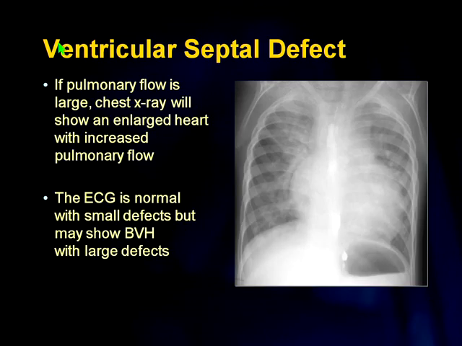Chest x-ray. The heart may be large. And look at this increased pulmonary flow. Does everybody see this increased pulmonary vascularity? When we see that, we know there's a left to right shunt somewhere. With a small defect, the EKG might be quite normal. With a large defect, you may see left ventricular hypertrophy or even biventricular hypertrophy if there's some pulmonary hypertension present.